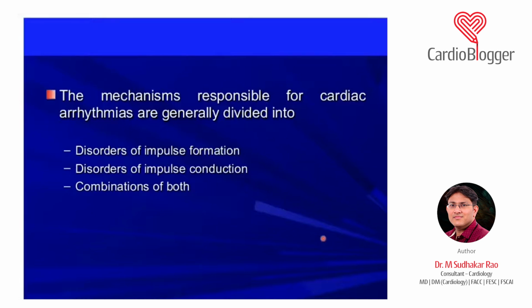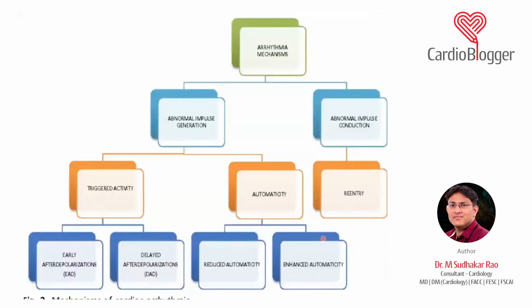So the various mechanisms can be divided into abnormal impulse generation and abnormal impulse conduction. If it is due to an abnormality in impulse generation, then it can be either a triggered activity, which I will come to, or automaticity. Automaticity is a characteristic of the SA nodal pacemaker cells, so we should know that it has something to do with the pacemaker cells. Whereas if it is an impulse conduction problem, then the issue is re-entry. All of you would have heard all these things, but I'll discuss each of them in detail so that we understand the basic electrophysiology of the heart.